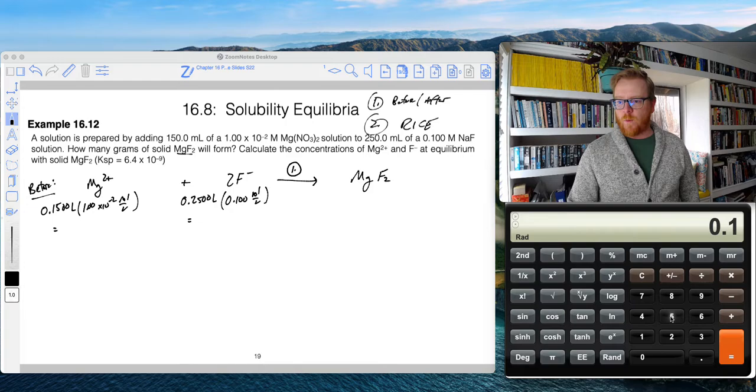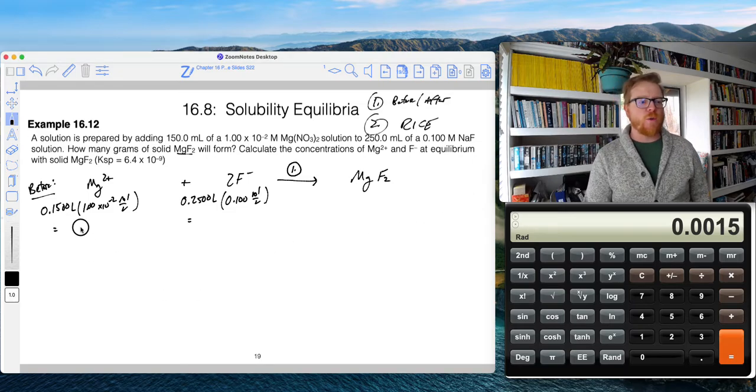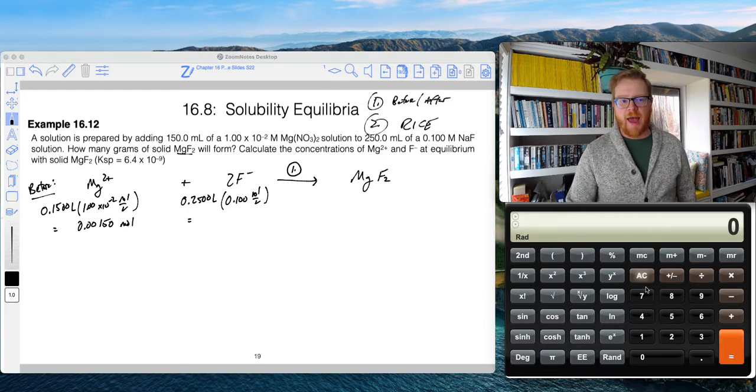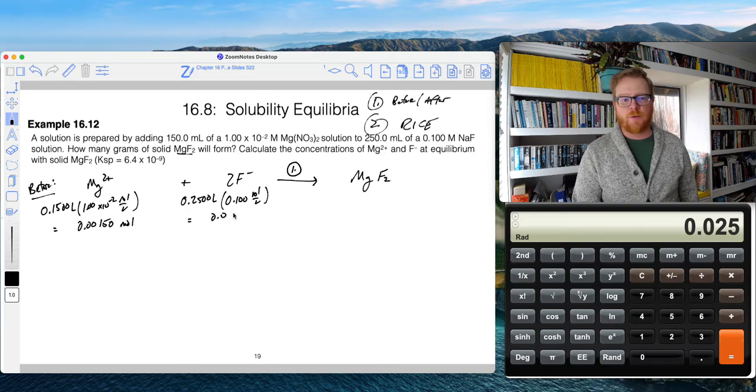So let's see, 0.15 times 1 times 10 to the minus 2 is the same as 0.0015, right? So from there, that's 1.5 millimoles. I'll just keep that in terms of regular moles, 0.00150, and then we're going to have 3 sig figs from this, from the concentration here. And so now let's calculate how much fluoride we have. So that's 0.25 times 0.1 equals 0.0250 moles. And we'll say that we have 0 of this to begin with.